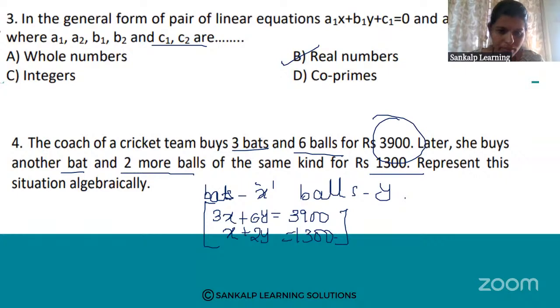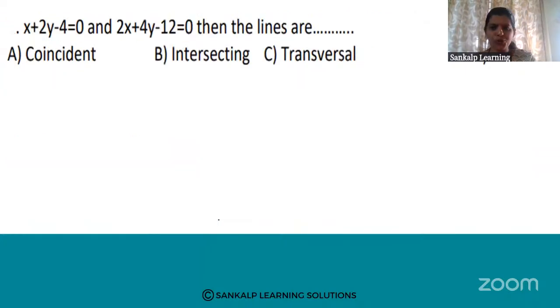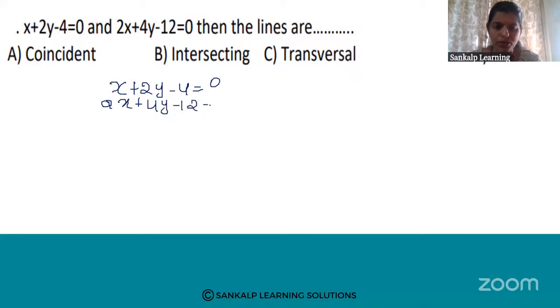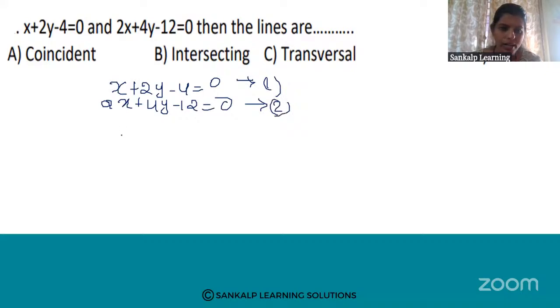Okay. Next, x plus 2y minus 4 equal to 0 and 2x plus 4y minus 12 equal to 0. Then how will the lines be? Will they be coincident, or intersecting lines, or parallel lines? So what we must do first is compare the ratios. X plus 2y minus 4 equal to 0 is equation number 1 and 2x plus 4y minus 12 equal to 0 is equation number 2.